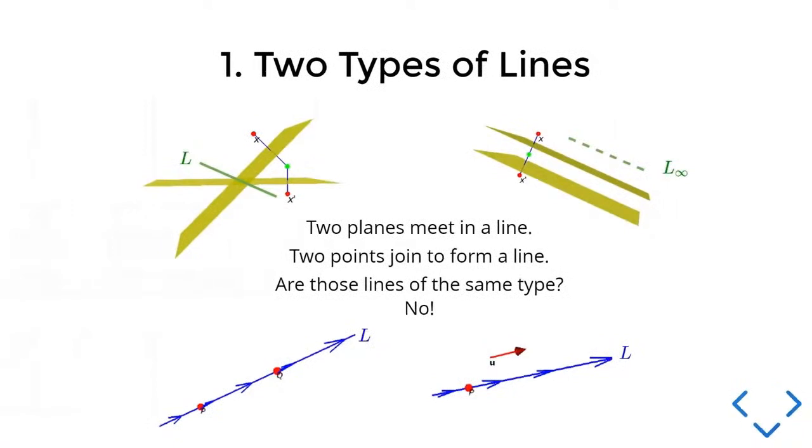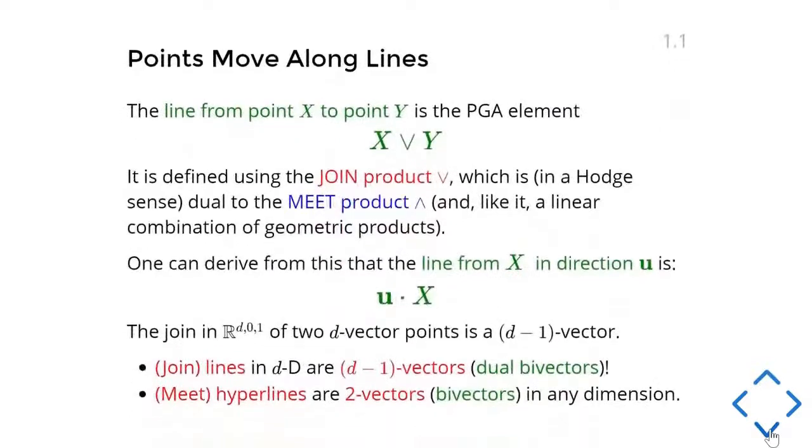Okay, so there were two types of lines. You can meet two planes in a line, and these planes can be parallel, then the line is at infinity. That's sort of the same thing for us. But you can also connect two points and get a line. And you can connect a point to a direction and get a line. And these are really of different types. This moving along a line is what we need when we talk about momentum.